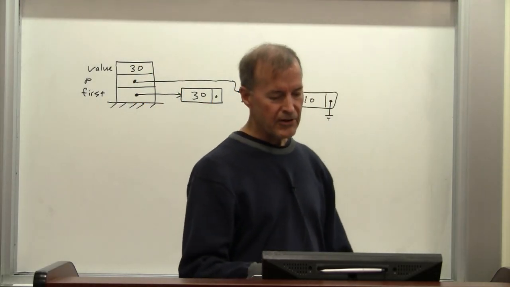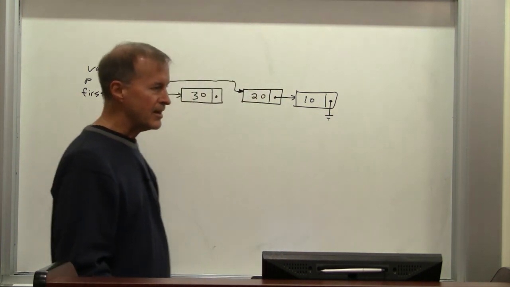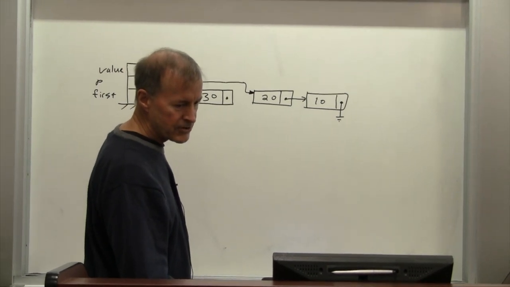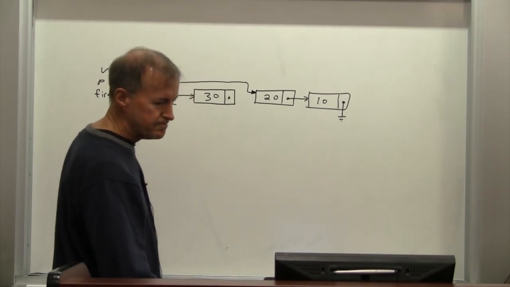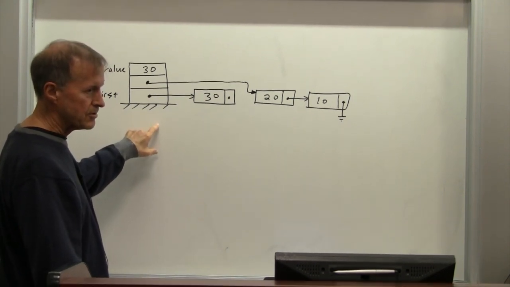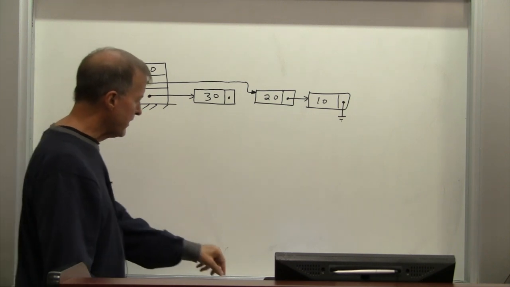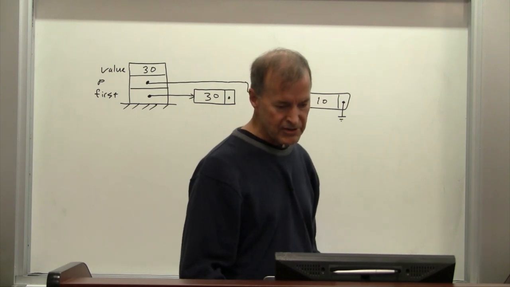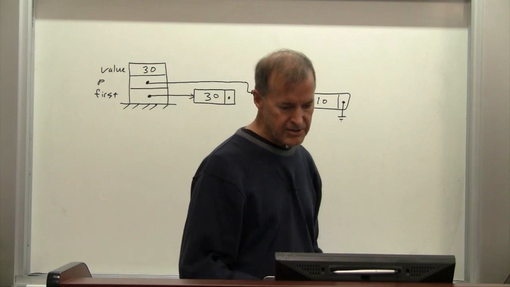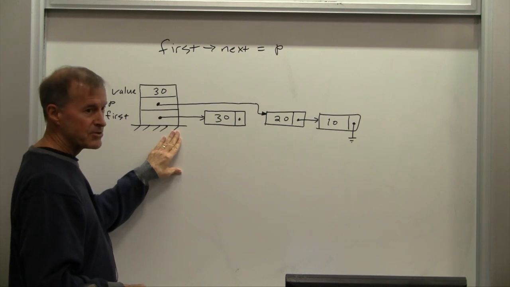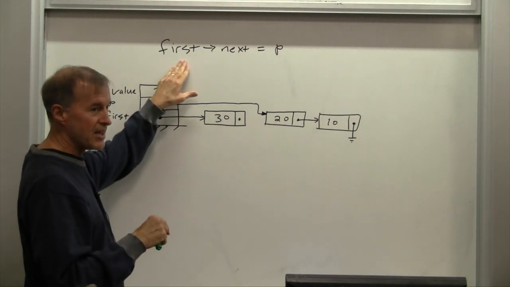Now what I've drawn here on the board is the same picture from the text, figure 6.49. At this point, this is the high-level language part of the picture. And that statement that was getting translated, let's go back to the listing. It's first arrow next gets P. And this is a snapshot of what happens just before this executes.